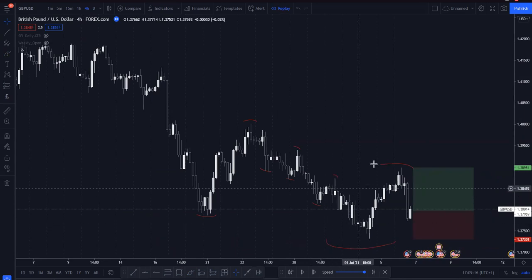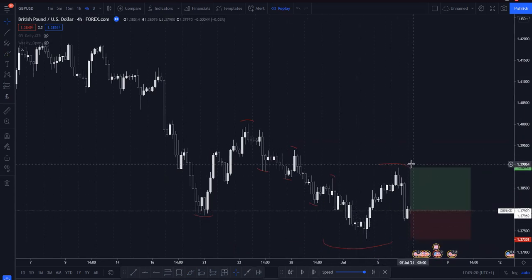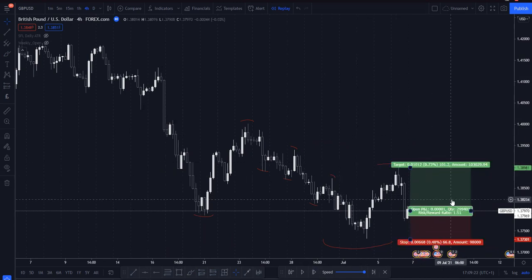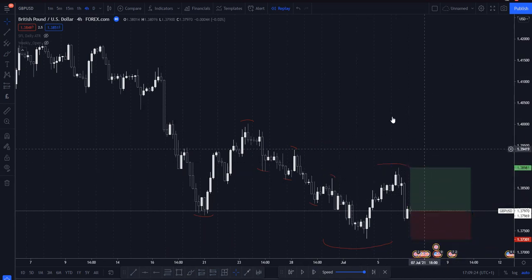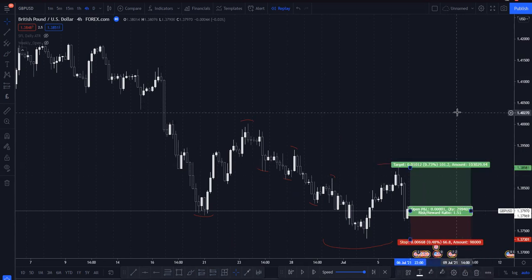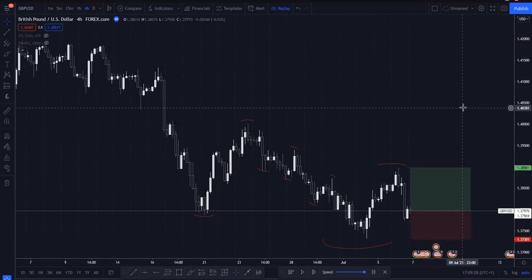So as the market comes into here, you're going to leave that order in. You're going to have a 67 pip stop and a 101 pip target on this trade specifically, which is 1.5R. It doesn't mean because you're targeting more pips, you're less likely to win that trade.